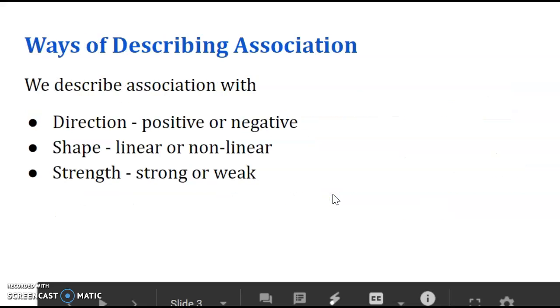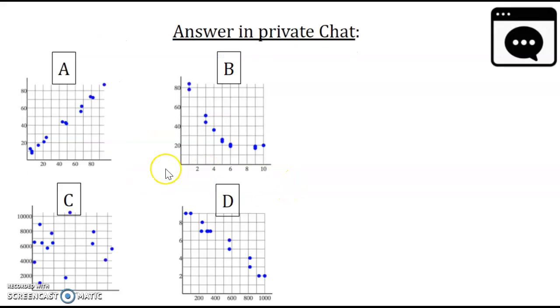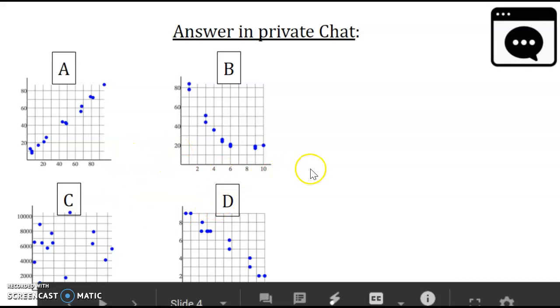Now, last lesson, we talked about association, okay? Describing association, it can be described in terms of direction as being positive or negative. And we talked about that in the last lesson. And we can also describe them in terms of shape, linear or nonlinear. We're going to talk about that right now. And then later on, we'll talk about the strength, being strong or weak. So this is a quick review from last lesson.